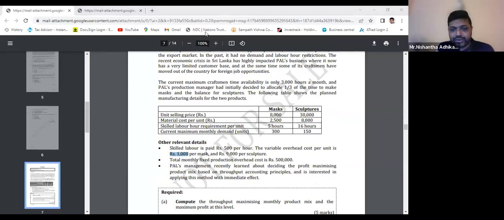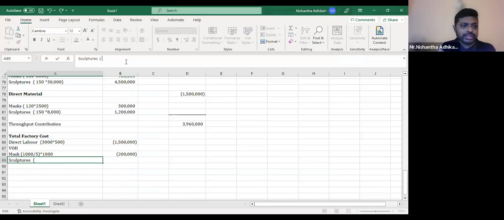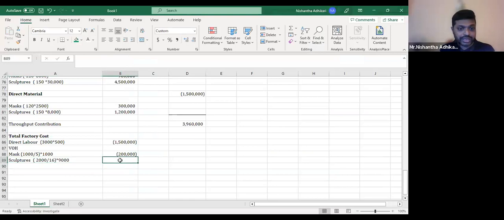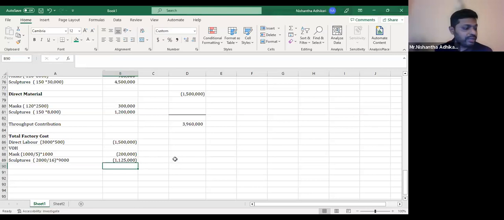Therefore, now we will calculate how much it would be for sculptures. Sculptures, you have allocated 2,000 hours. How many units have you manufactured? Divided by 16, multiplied by each unit's variable overhead of 9,000, right? 2,000 divided by 16 multiplied by 9,000, because you need to find out the current production. It is 1,125,000, right?